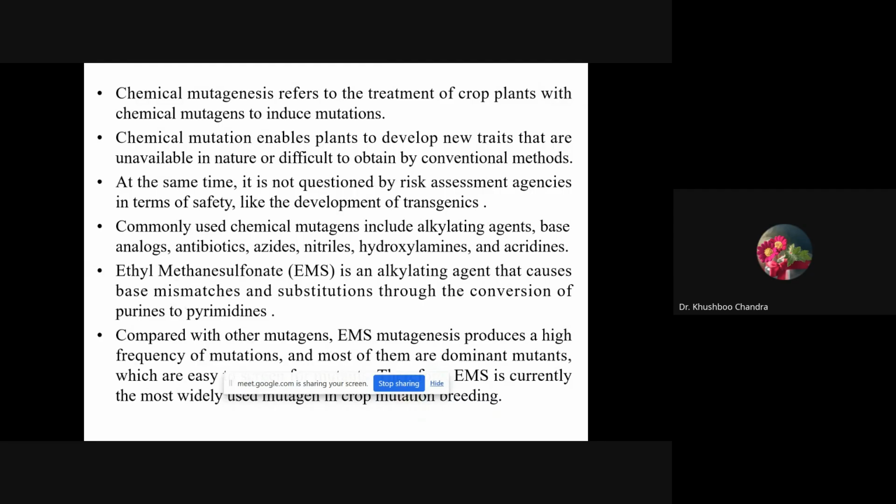What we say is that mutation is mainly a recessive one, but through this we can have the dominant mutant, so we can easily identify it phenotypically and it expresses, right? So this EMS is the most widely used mutagen in crop mutation breeding.